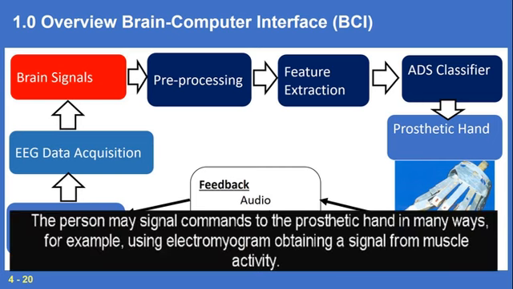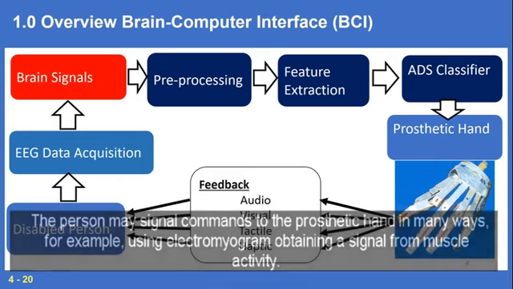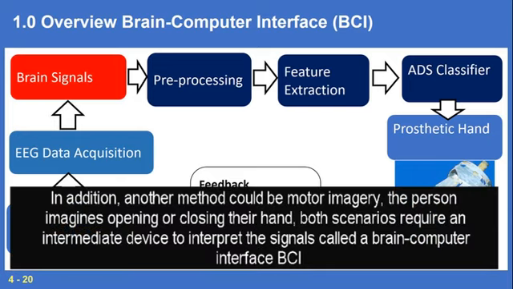The person may signal commands to the prosthetic hand in many ways, for example, using electromyogram, obtaining a signal from the muscle activity. In addition, another method could be motor imagery. The person imagines opening or closing their hand. Both scenarios require an intermediate device to interpret the signals called a brain-computer interface, BCI.